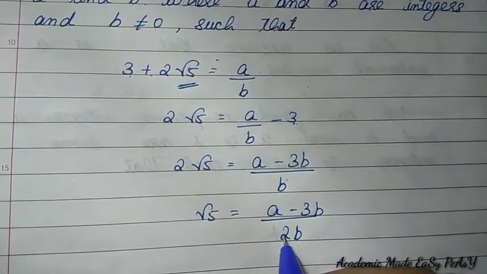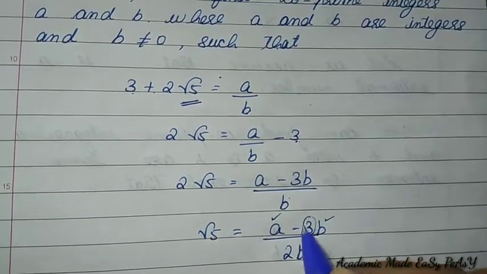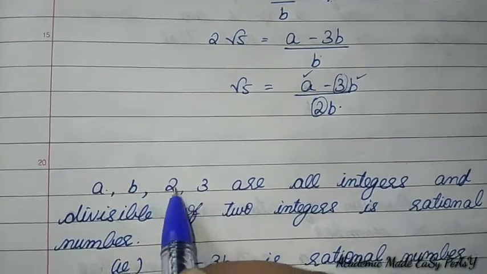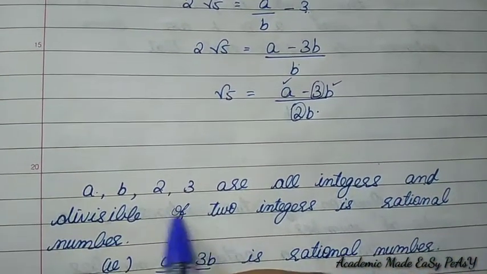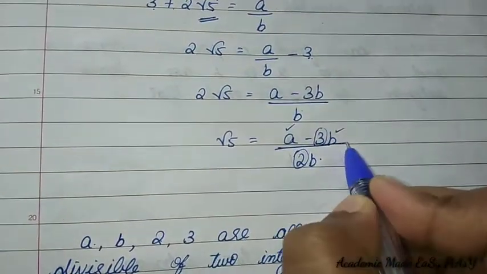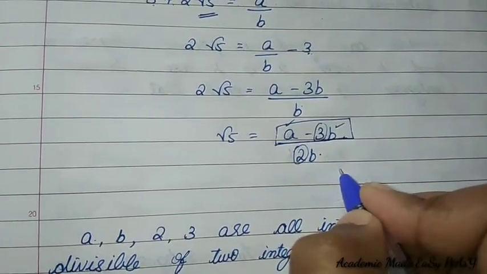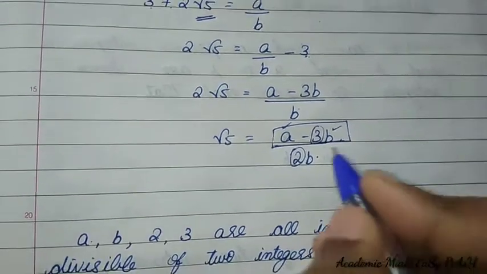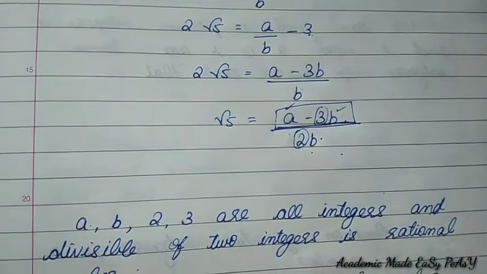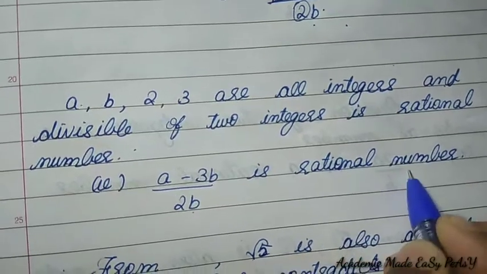Now I know that a and b are integers, 3 is an integer, 2 is an integer. So a, b, 2 and 3 all are integers, and the quotient of two integers is a rational number. If all of these are integers or rational numbers, then I will get a rational number only. So when I divide all of those, I will have a rational number only. That is, a minus 3b by 2b is a rational number.